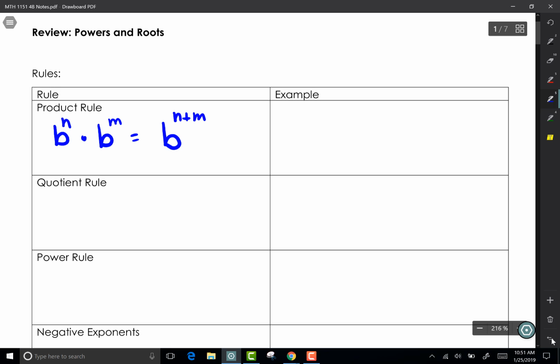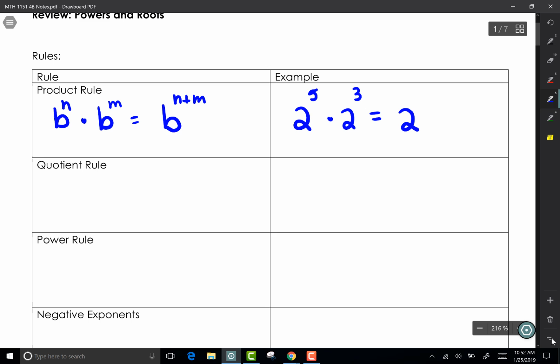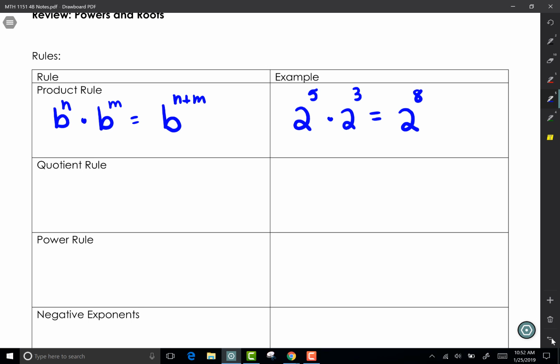So for example, if I take 2 to the 5th times 2 to the 3rd, my base stays the same, so I'm going to answer it as 2 to the power of, and then I add my exponents. 5 plus 3, that gives me 8. Now this works as long as your bases are the same. If I have two different bases, such as 2 to the 5th times 3 to the 3rd, I can't use this rule. My bases have to be the same.